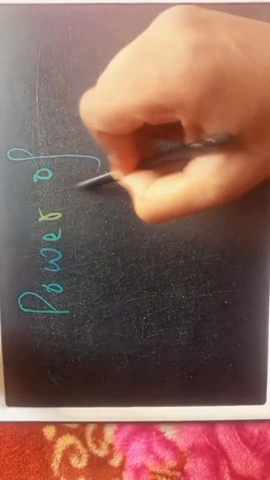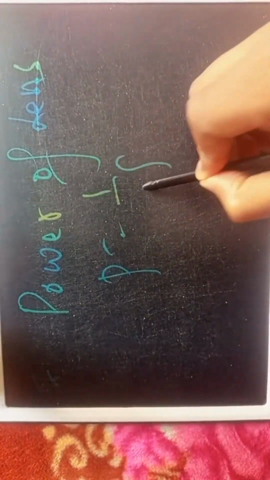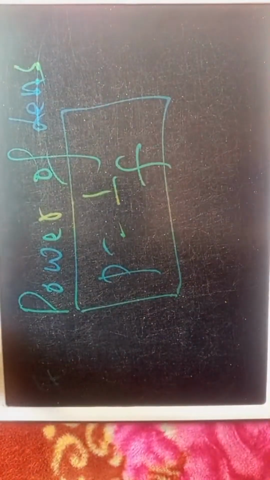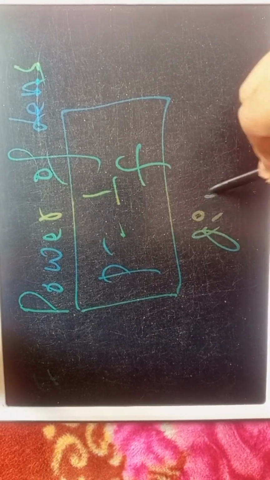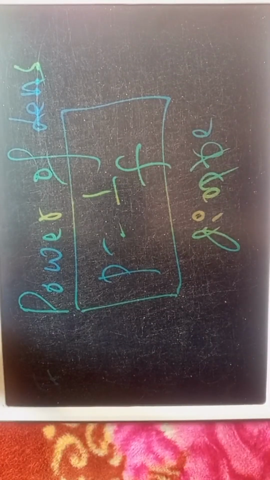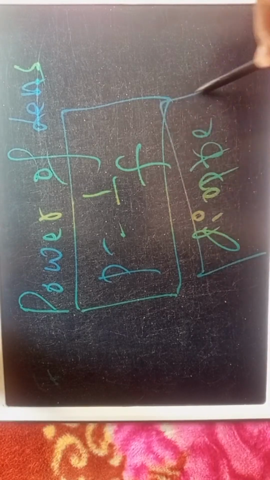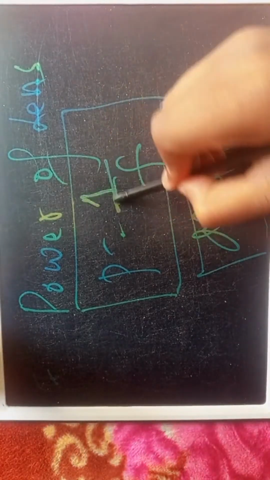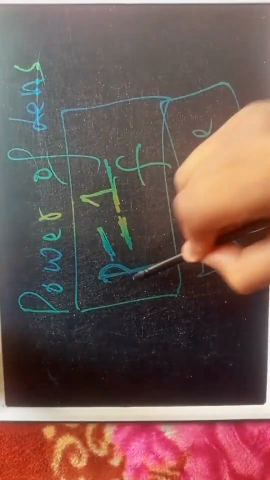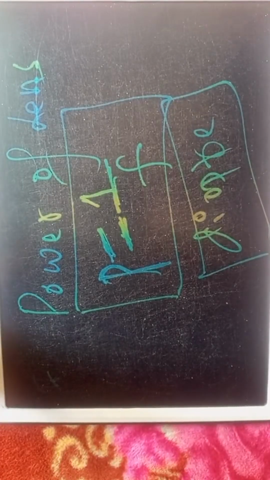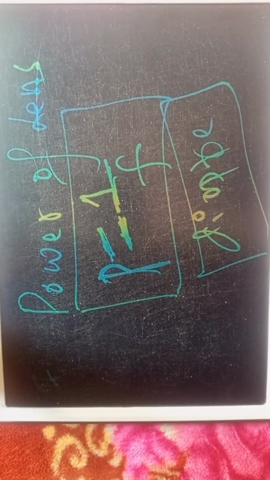Another is power of lens. Power of lens P is equal to 1 by F. Power of lens is measured in diopter. Power of the lens is measured in diopter.